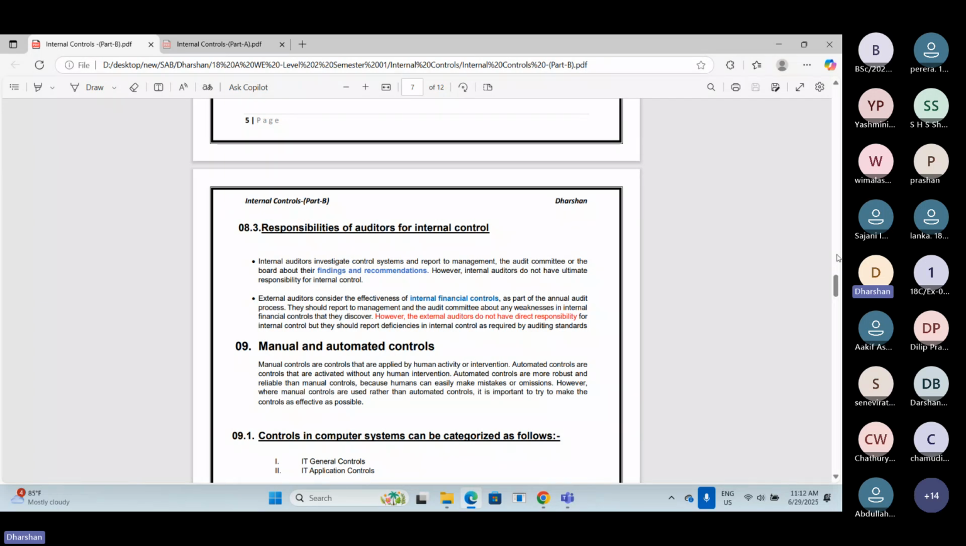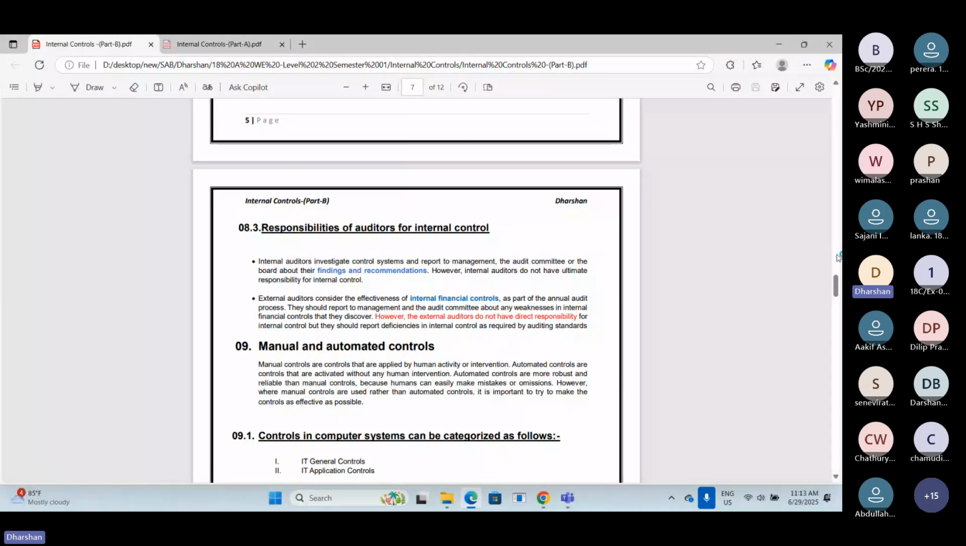Their responsibility is to provide an opinion on the financial statements. To achieve that objective, they should do certain audit processes. While they are performing those audit processes, one of them is testing internal controls. They are also testing financial internal controls. So the first point: they don't have direct responsibility in relation to internal controls.